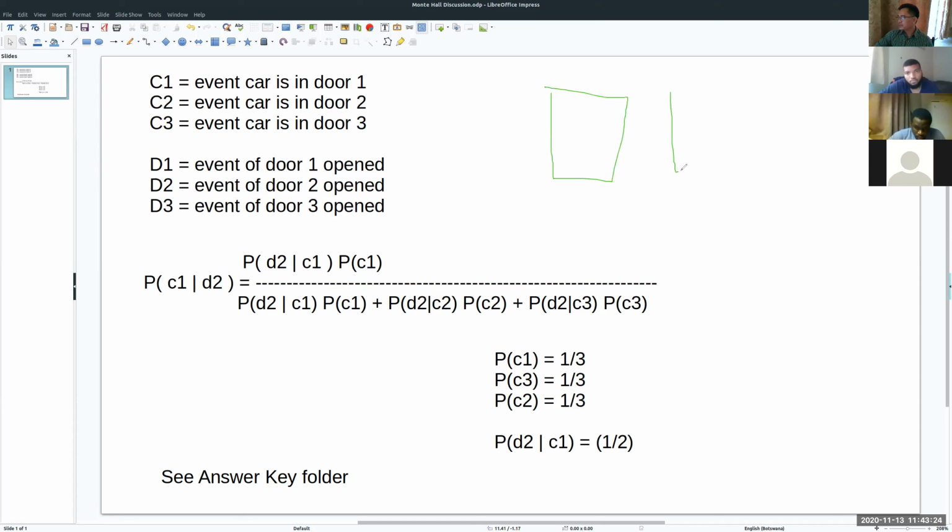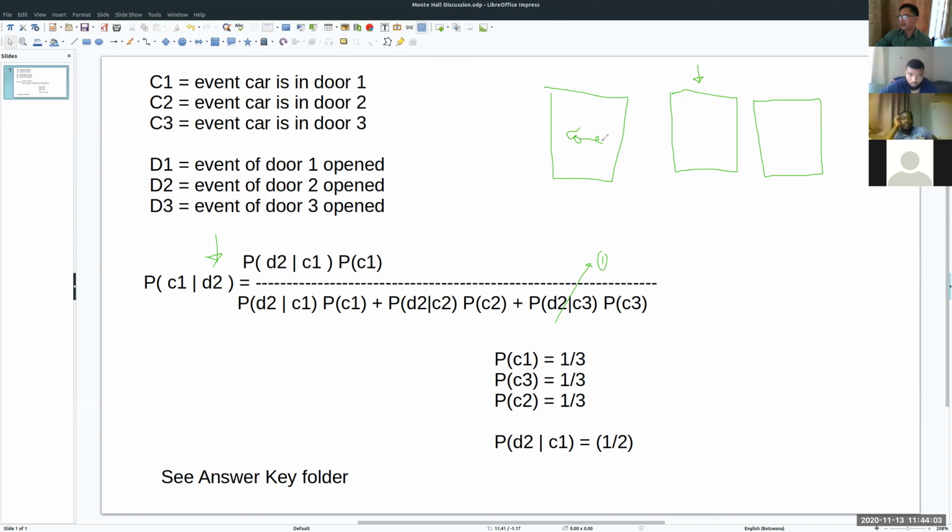So we were asking the question of why is this one? Yeah, that's the question. Okay, so door 2 is the one that's chosen by our player, and we know that the car is in door 1. So from the point of view of the host, the car is in door 1.